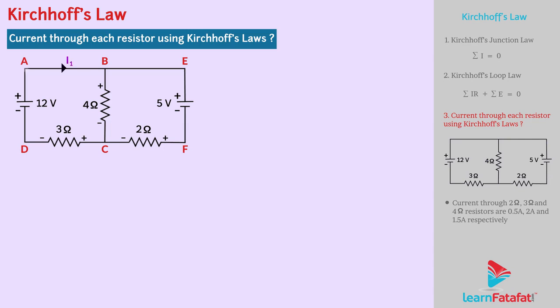Suppose current I1 flows through AB, I2 through BC and I3 through BE. At junction B, I1 is entering and I2 and I3 are leaving. So, according to Kirchhoff's current rule, I1 must be equal to the algebraic sum of I2 and I3. I1 equals I2 plus I3. Let's call this equation number 1.